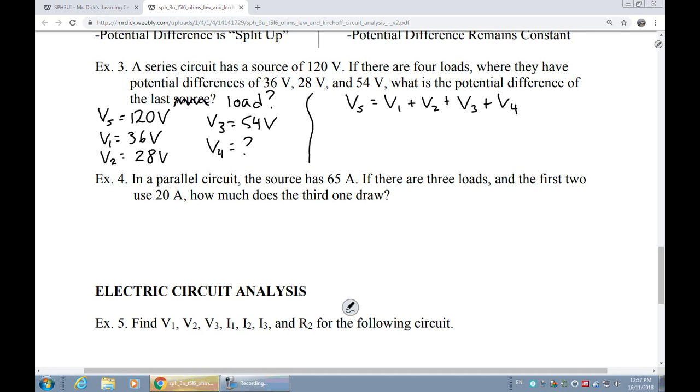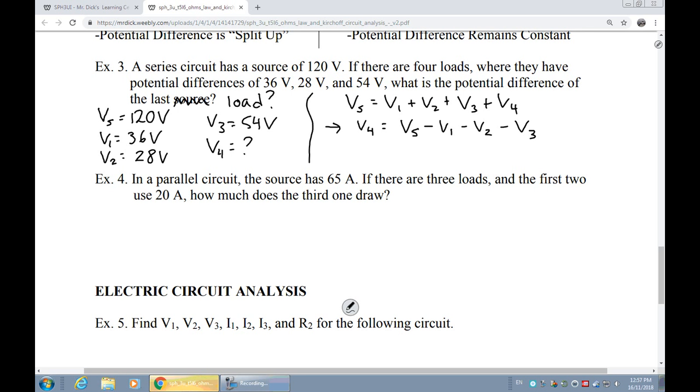But we know that we actually want V4 all by itself. So if I rearrange this, let's say I put V4 all by itself. The only way I could accomplish that is if I took that original source voltage and subtracted the other three, which should make some logical sense that we're going to start with the total that we know and take away all of the ones that we do. But it also makes mathematical sense. That's what we would do mathematically, just to rearrange this formula to get V4 all by itself.